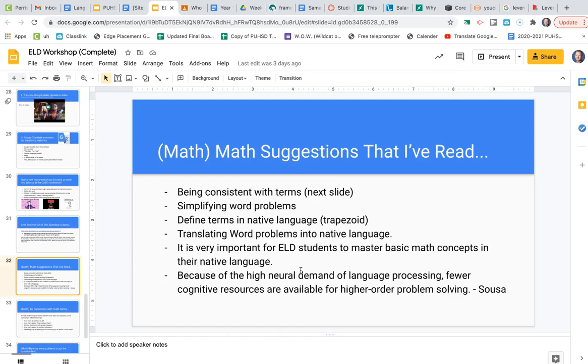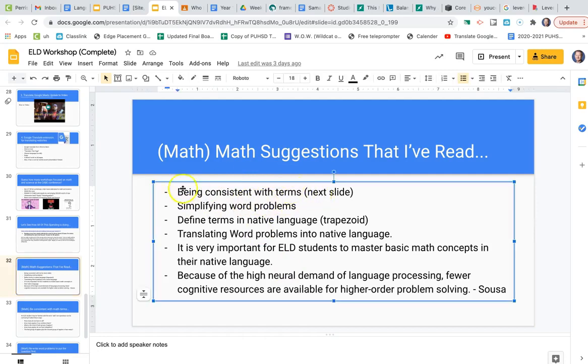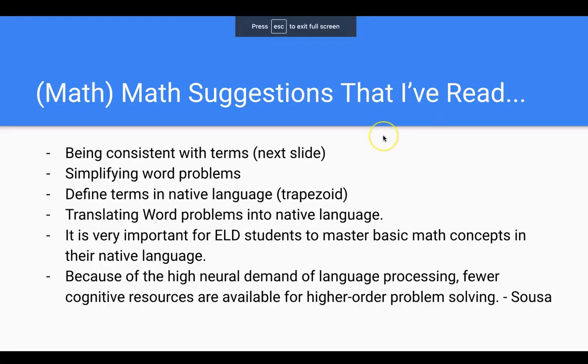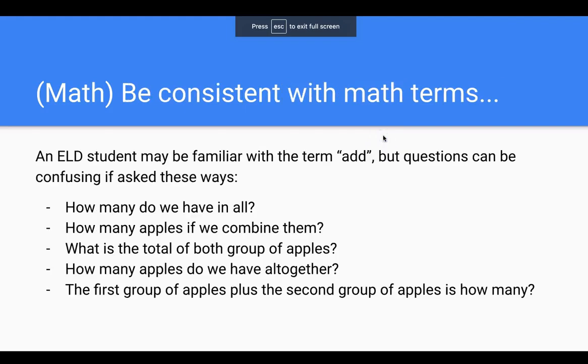One of the things he suggested was to be consistent with math terms. His example was that an ELD student may be familiar with the term add, but if the questions are written in a confusing way that doesn't include that term, students may not be able to figure out what it means, especially EL students, new students to the language.